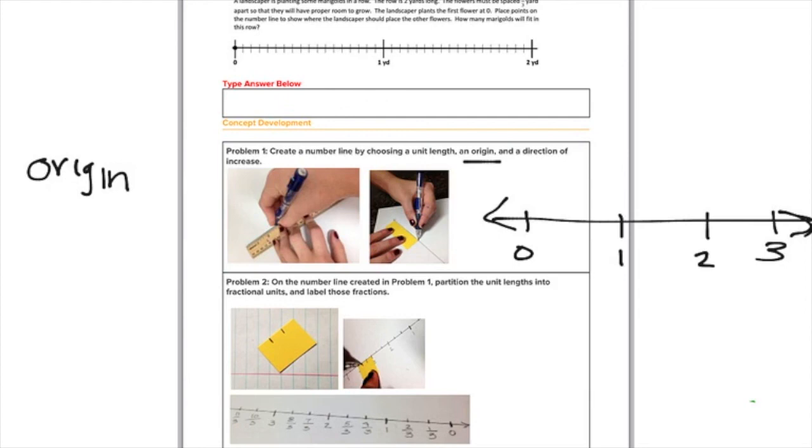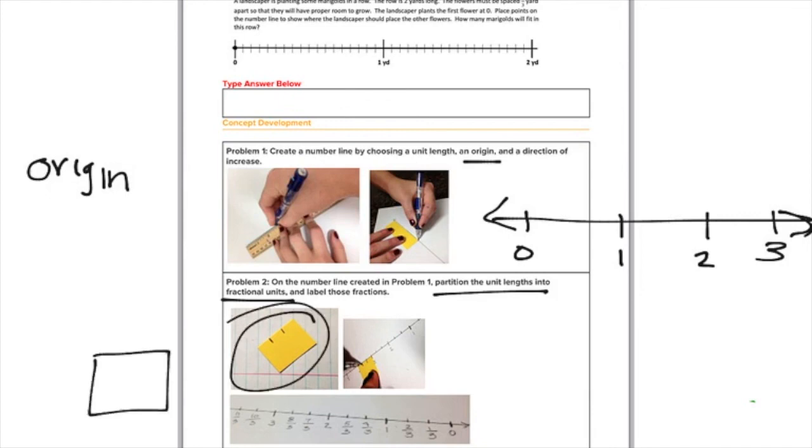Okay, partition the unit length into fractional units. Now here we had a sheet of paper. If you look at this picture right here, they took a little scrap of paper and put these 2 lines. The reason for that is you can now take that paper, line it up against your number line, and it's going to give you perfectly spaced out intervals.